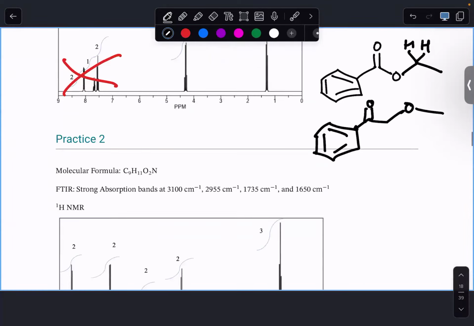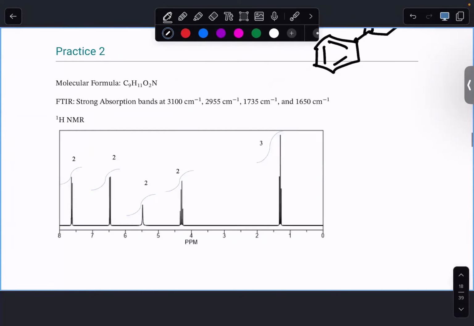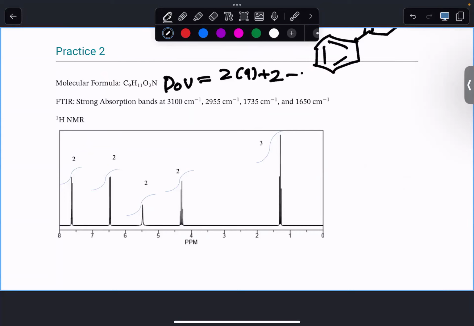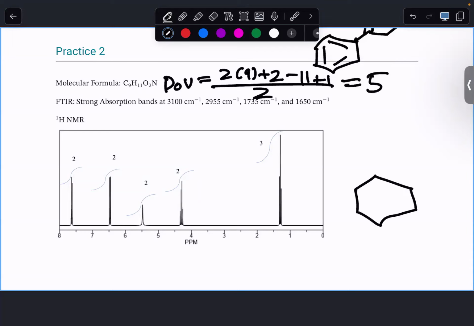Let's move on to number 2. The DOU of this would be 2 times 9 plus 2 minus 11 plus 1, because we have 1 nitrogen, all over 2. 18 plus 2. This is also 5. So I'm gonna guess we have a benzene ring as well, because we have at least 4. And based on that benzene ring, we can check 6 to 9. We do have peaks in 6 to 9.